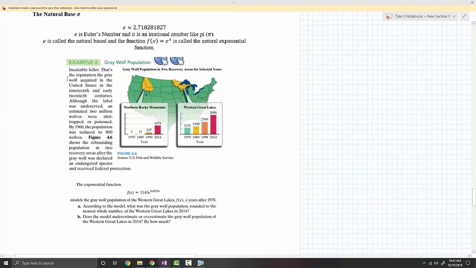So here's a pretty interesting example dealing with gray wolf population. If you read through this, it gives some background on the gray wolf population, but what we end up getting is this exponential function, f of x equals and so forth. This is going to model the gray wolf population of the Western Great Lakes, where x is the number of years after 1978.